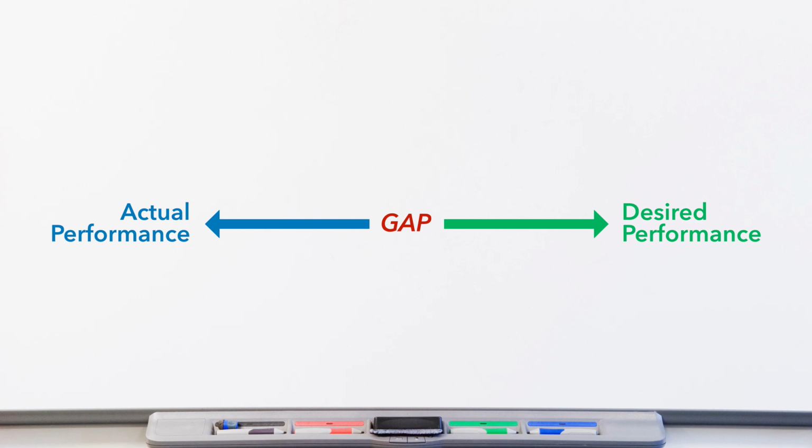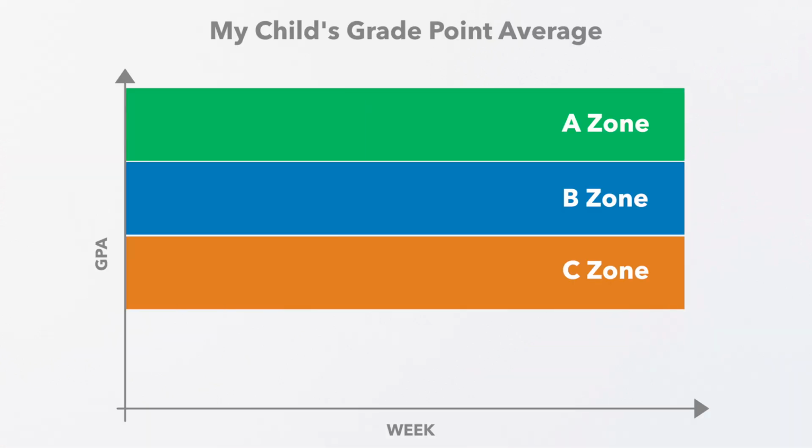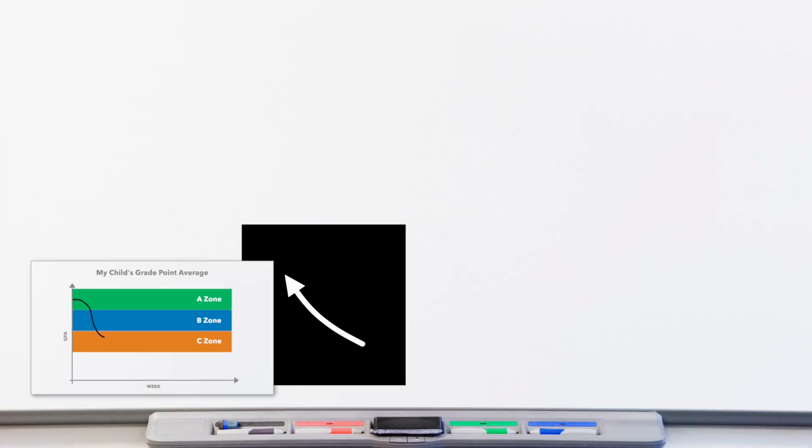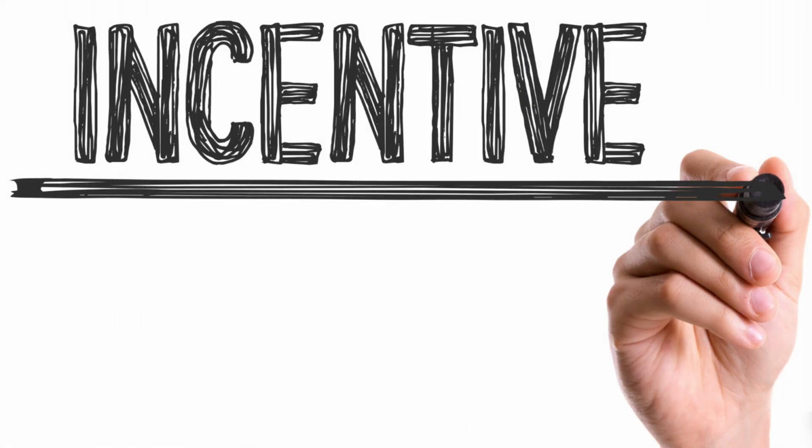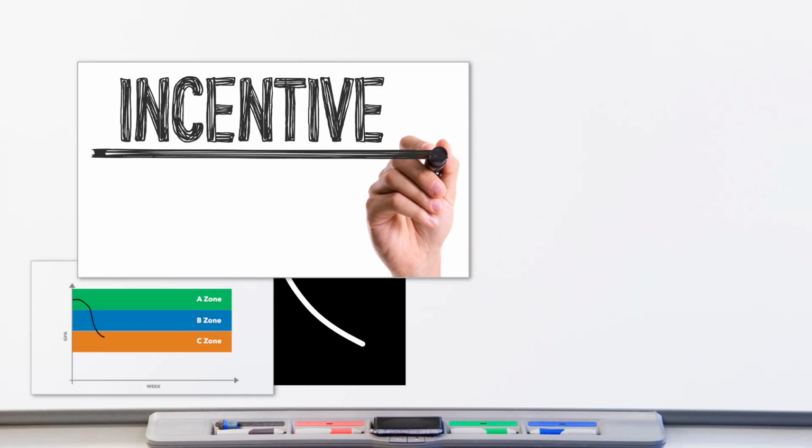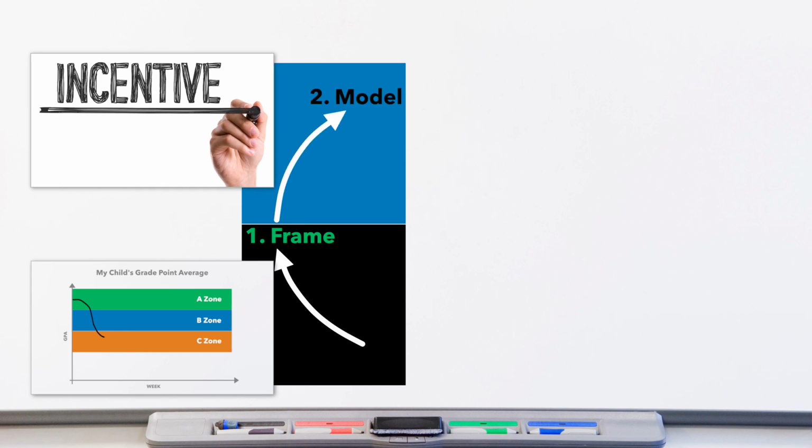Let's say I want my child's grades to be what I believe their potential to be, A level, but they are currently averaging at the C level. There's a gap between the performance I want and what I observe. This is my frame of the problem, step 1. My current mental model is that the reason for this gap is a lack of incentive. That's my model of the issue, step 2.